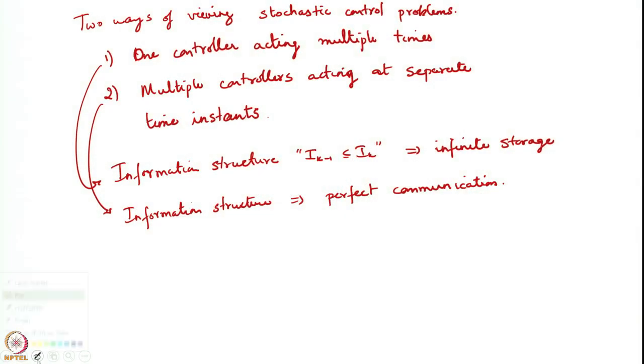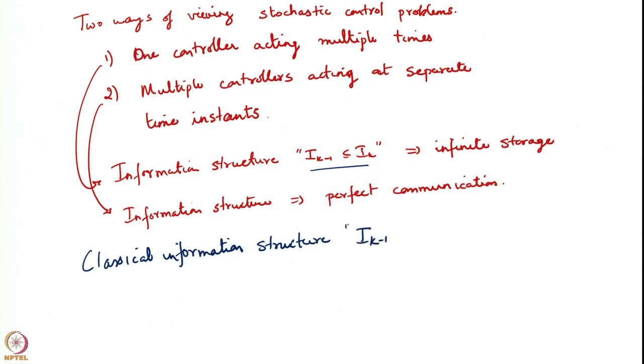So, here this information structure has a name, it is what is called the classical information structure. So, the classical information structure is basically saying that I_{k-1} is a subset of I_k for all time. So, we have so far basically looked at stochastic control problems with classical information structure.